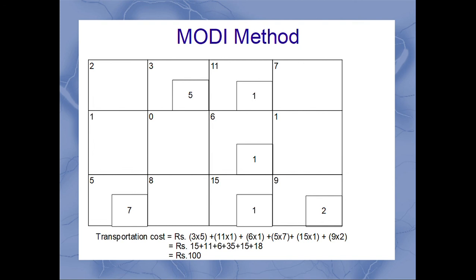So using this MODI method we are moving our solution to the optimal solution. Until we get all net evaluations positive, we have to repeat our iterative procedure. In the next video I will explain about degenerate solutions, right? If you have any doubt, please give it in the comments and I will explain. I hope this video has clearly explained this method. Okay, thank you.